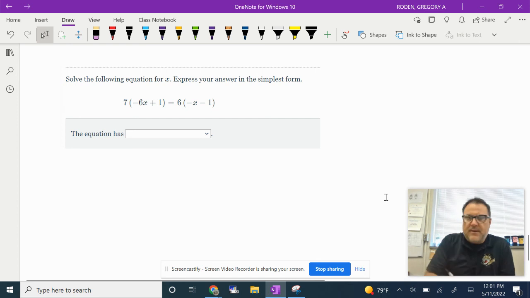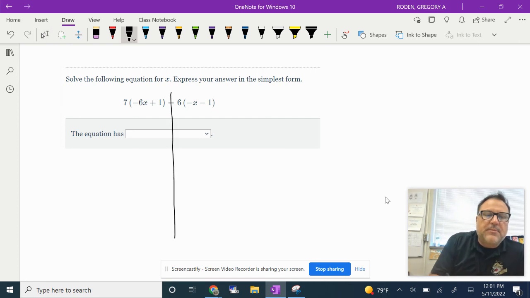All right, let's see how you did on number 8. So when we do the distributive property, 7 times 6 is 42, and a positive times a negative is a negative. So we get negative 42x plus 7 times 1 is 7 equals 6 times negative 1. Remember, there's a spooky one right here, it's negative 6x, and 6 times negative 1 is negative 6. So I did the distributive property on both sides. Let's make sure everything looks good.